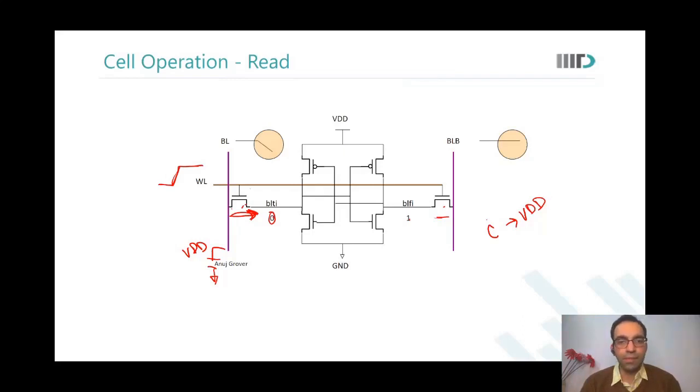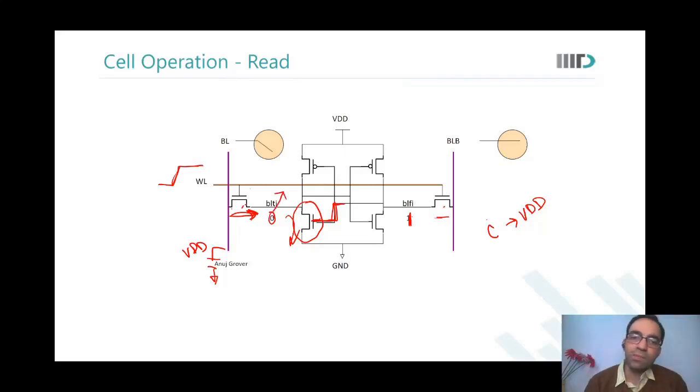So BLTI will get charged to VDD minus VT, right? Why? See this, if there was 0 stored on this side, then there was 1 stored on the other side, no? So if there is 1 stored on this side, what happens? This NMOS is also on. It will sink the current. In fact, if this NMOS is not strong enough, what will happen? You very rightly said, this BLTI will start to rise up.